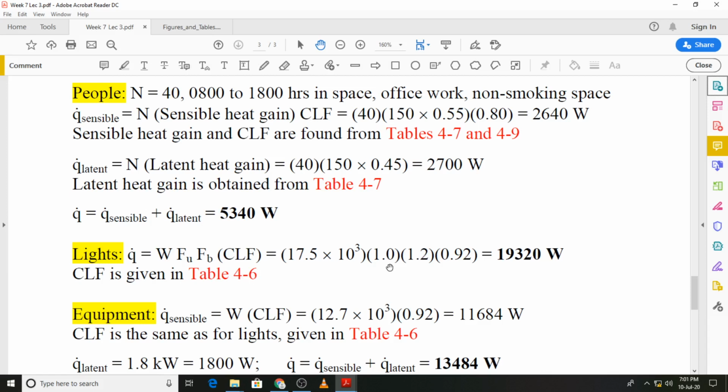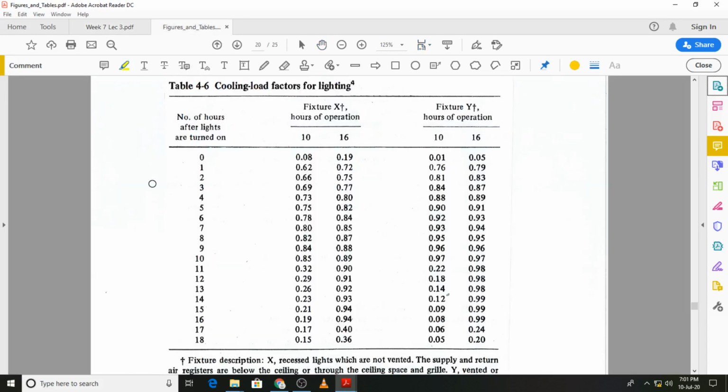The ballast factor is given in the problem statement, it is 1.2, so we have used this over here. And then the cooling load factor, you can see, is taken as 0.92, and again that will be obtained from a table, that is table 4-6. How do we read that value? That is the next view we are going to look at, and we will move on to table 4-6.